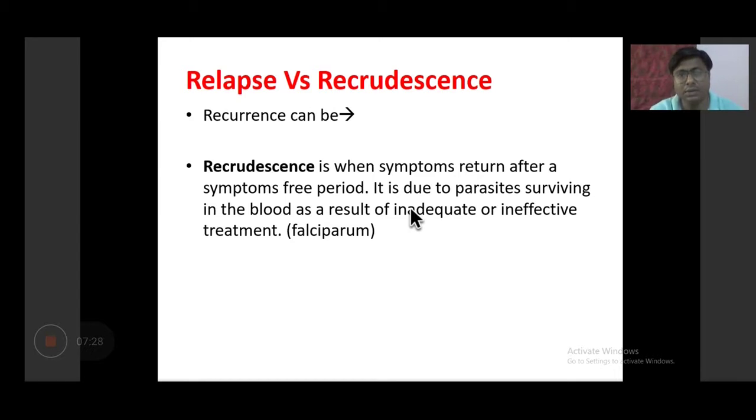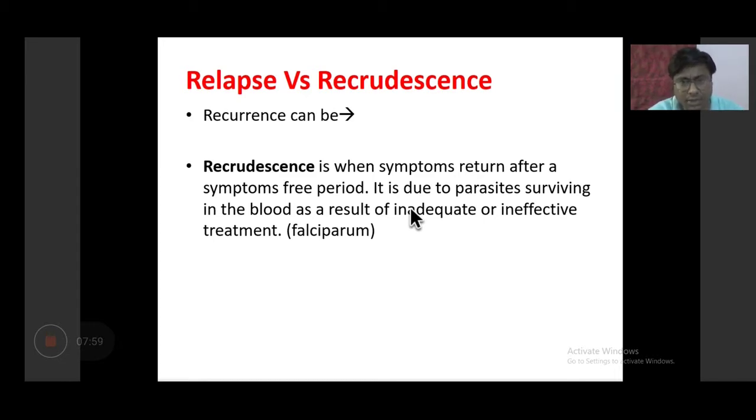The difference between relapse and recurrence is very, very important to understand because one species of Plasmodium, that is Vivax, is known to cause relapse. Another one is Falciparum, which is known to cause recurrence. There is no relapse in Falciparum. So, because we need to give treatment on the basis of this, we protect against the inadequate killing or ineffective killing of the parasite.